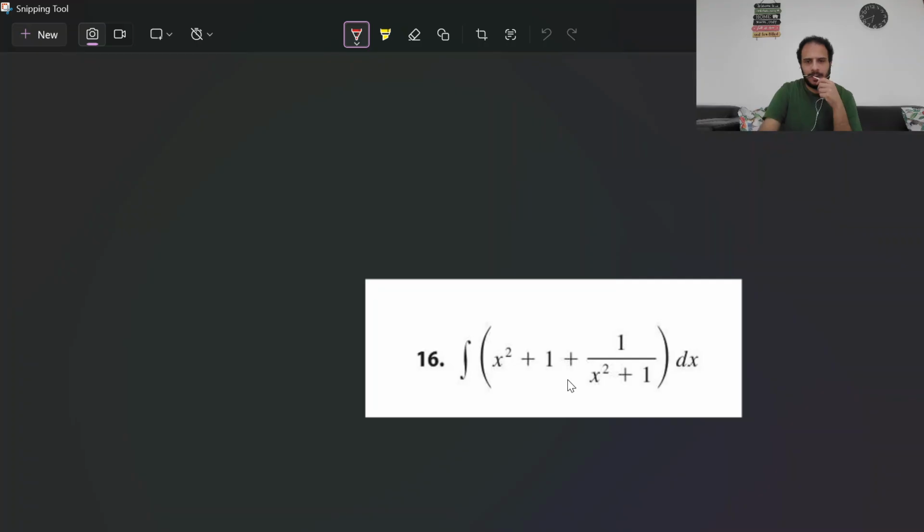So we'll have 1 over 3 x to the power 3, plus x, plus tan inverse x, plus c.